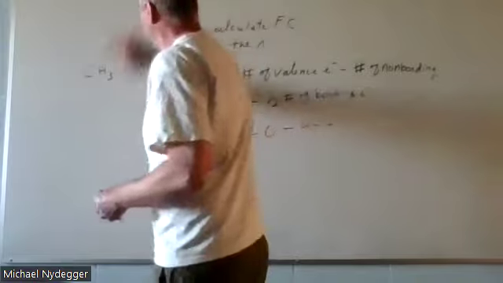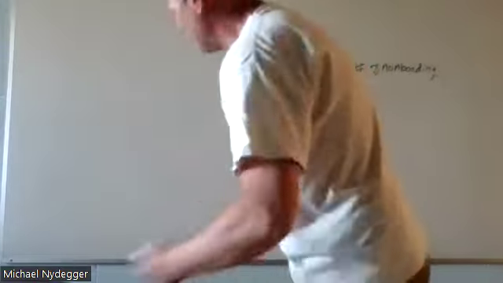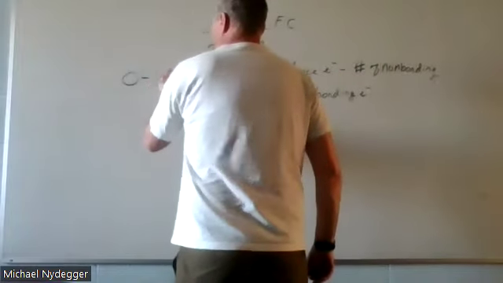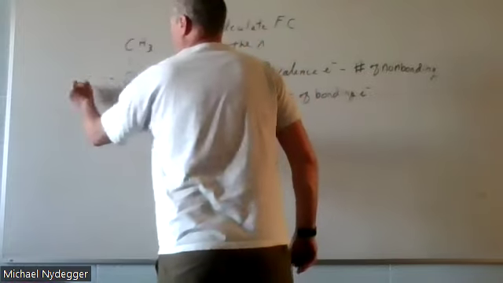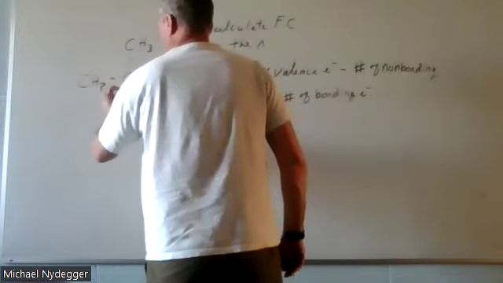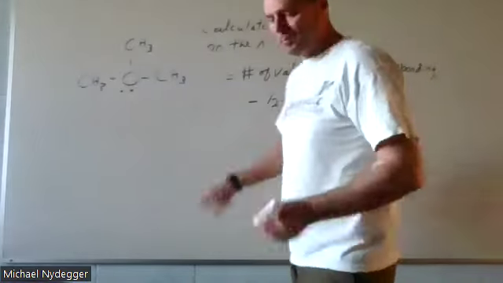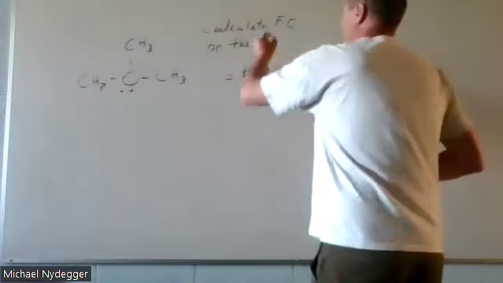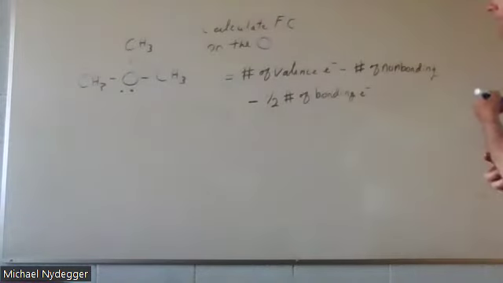We'll do one more. Here we have oxygen bonded with 3 methyls, like that, okay? And we want to do the formal charge now on the oxygen. So we do the formal charge on oxygen.